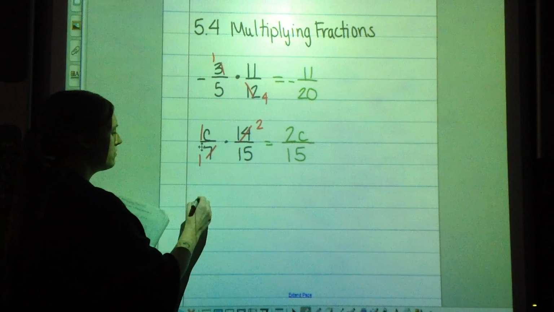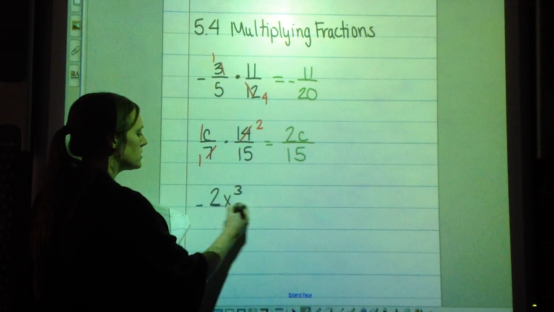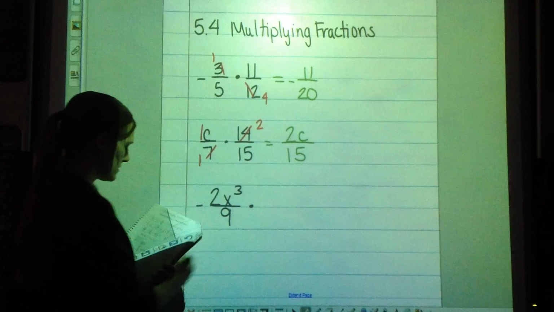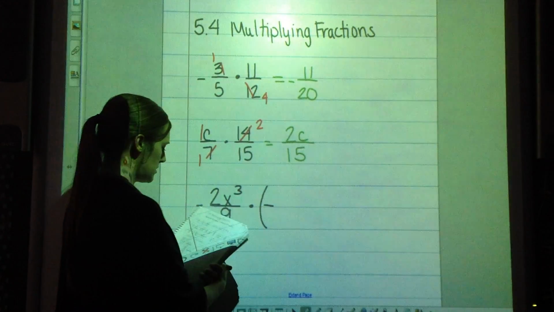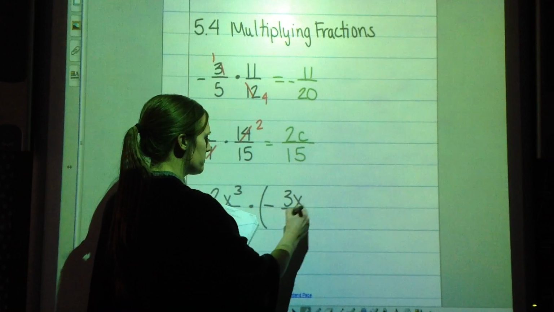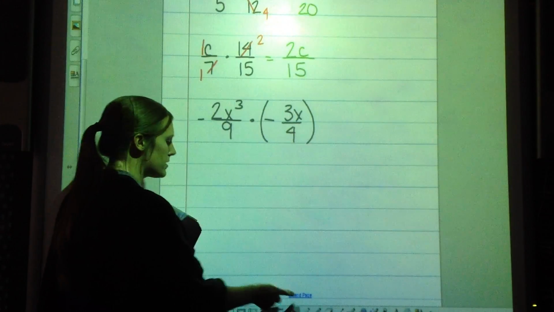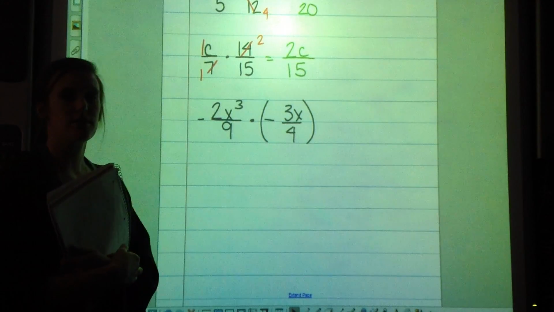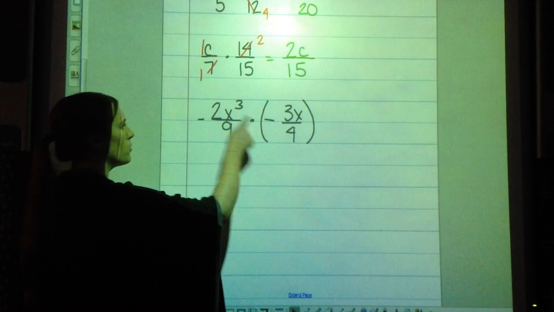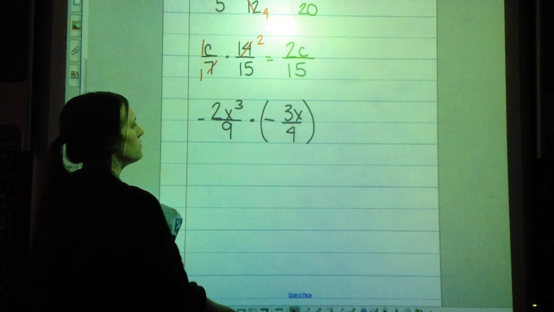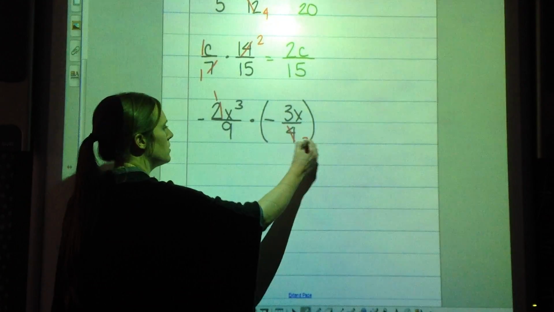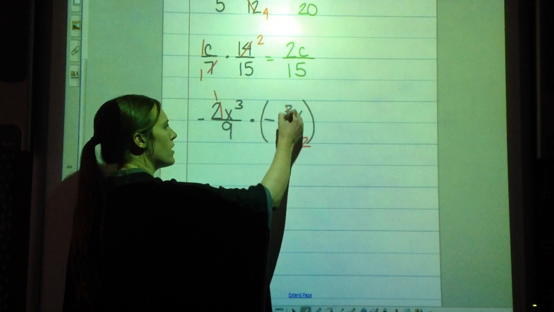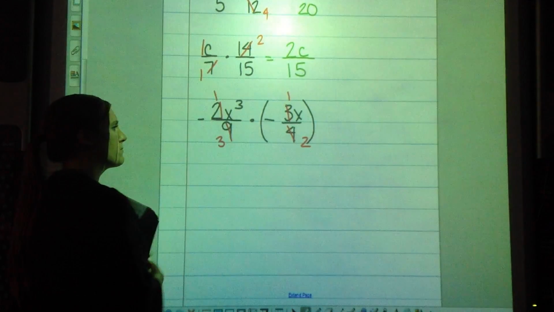Let's try negative 2x cubed over 9 times a negative 3x over 4. Same process here. I'm going to ignore the variables at first, and I'm just going to check to see if we can cross reduce. Let's work with 2 and 4. The greatest common factor between 2 and 4 is 2. And the greatest common factor between 9 and 3 is 3, so I'm going to divide those both by 3. 3 divided by 3 is 1, and 9 divided by 3 is 3.